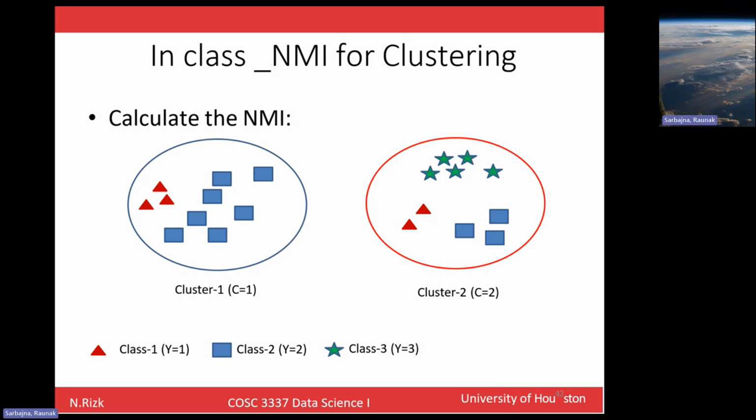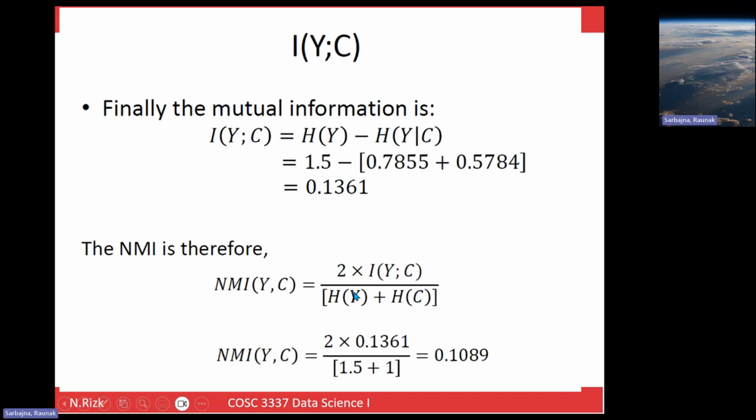So we just put in the NMI. Yes. By the way, how did we get the 1.5 and 1? Is 1.5 the mutual information? So the formula is, you can see here what the formula is, right? This is the formula. So you're adding the entropy of the class label plus the entropy of the ground truth. So 1.5 is the entropy of the class label, and 1 is the entropy of the ground truth. So this is the formula that you're using for NMI.